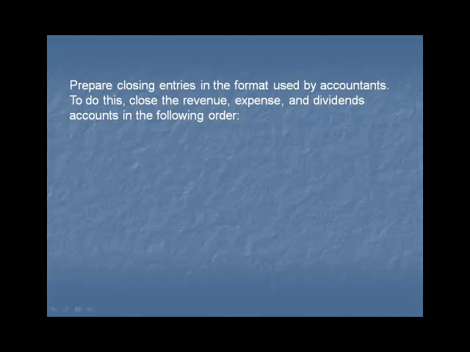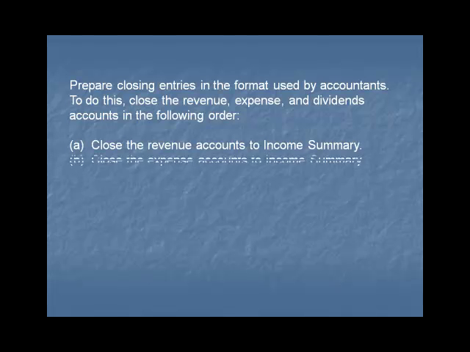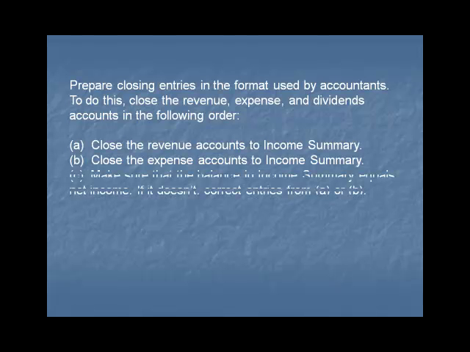Prepare closing entries in the format used by accountants. To do this, first we'll close the revenue and then the expense and the dividend accounts in the following order. Close the revenue accounts into the income summary. The income summary is what I consider a very temporary account in that it's only used for this process. Then we'll close the expense accounts into the income summary. Then we'll make sure that the balance in the income summary equals the net income.